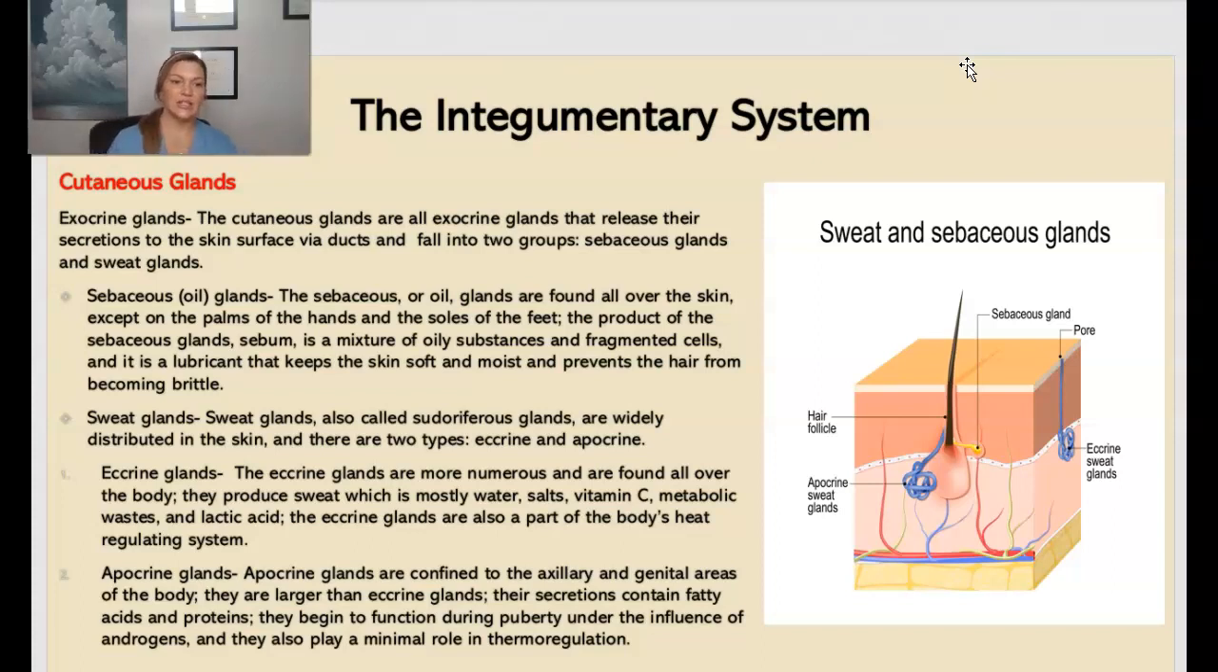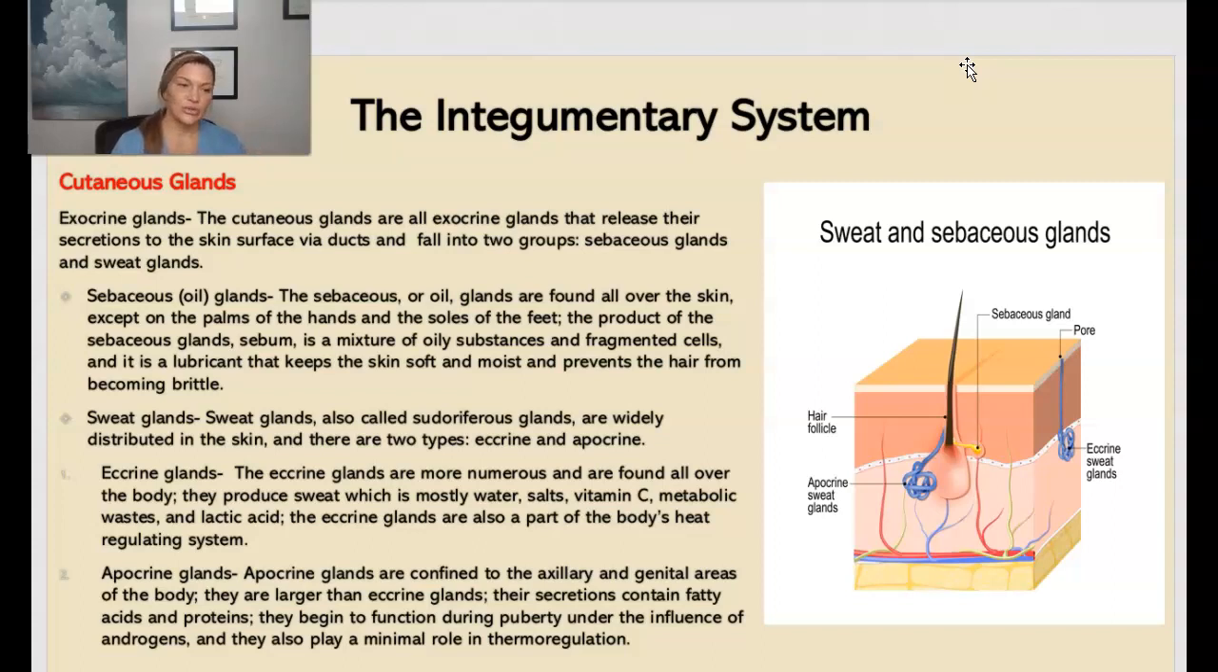Next, we have our sweat glands. The sweat glands are widely distributed in the skin, and there are two types. We have the eccrine glands, which are more numerous and found all over the body. They produce sweat, which is mostly water, salts, vitamin C, metabolic waste, and lactic acid. This type of sweat gland also helps with the body's heat regulating system.